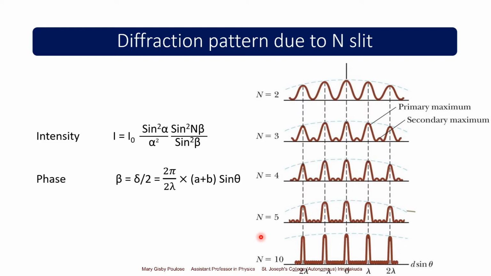As the number of slits increases, the primary maximas become more defined and more sharp. Just see the case where n is equal to 10: the primary maximas are far greater in intensity than the surrounding secondary maximas, so we will only be able to see the primary maximas.